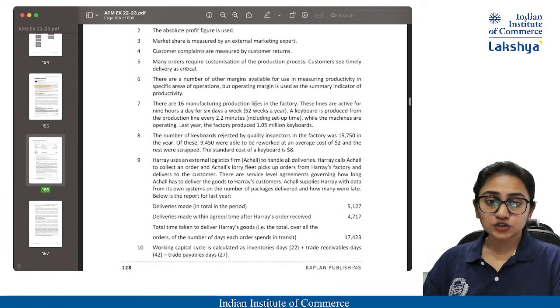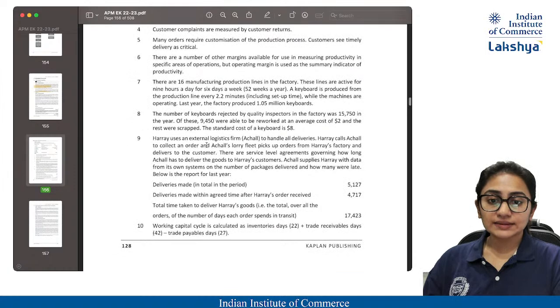There are 16 manufacturing production lines in the factory. These lines are active for 9 hours a day for 6 days a week, 52 weeks a year. A keyboard is produced from the production line every 2.2 minutes, including setup time, while the machines are operating. Last year, the factory produced 1.05 million keyboards. The number of keyboards rejected by quality inspectors in the factory was 15,750 in the year. Of these, 9,450 were able to be reworked at an average cost of $2, and the rest was scrapped. The standard cost of the keyboard is $8.